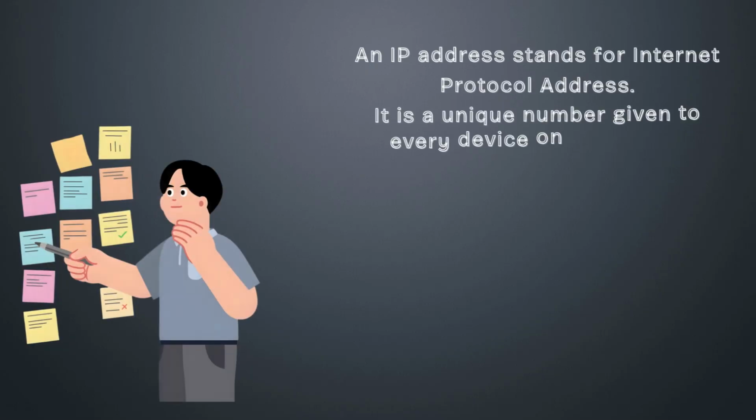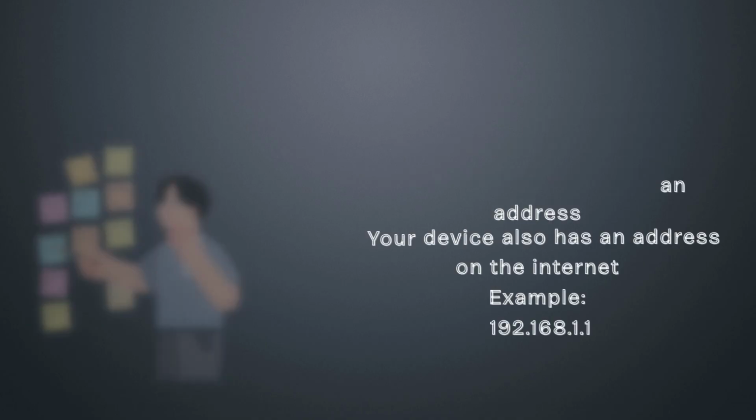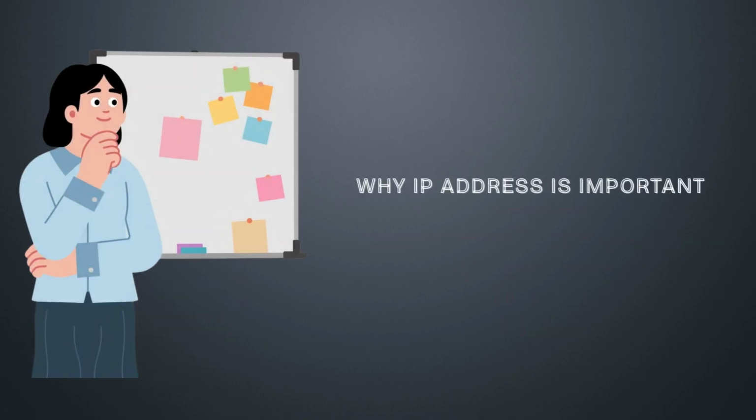What is an IP address? An IP address stands for Internet Protocol Address. It is a unique number given to every device on a network. Just like your home has an address, your device also has an address on the internet. Example: 192.168.1.1.